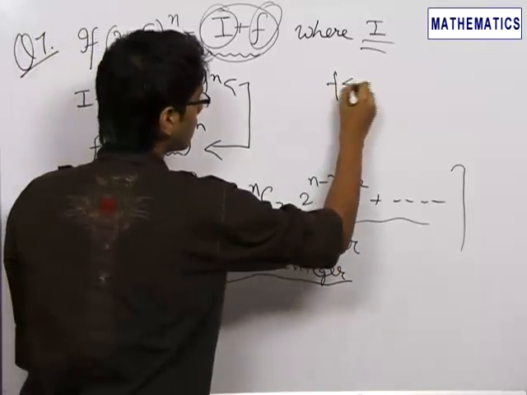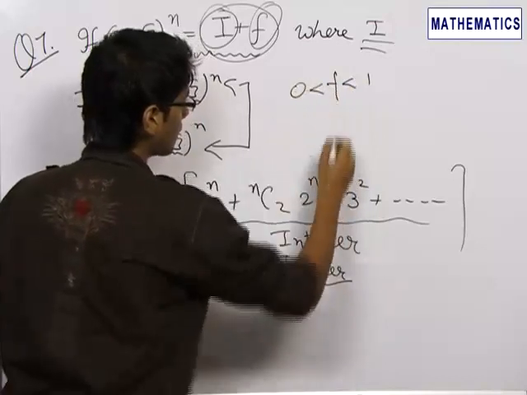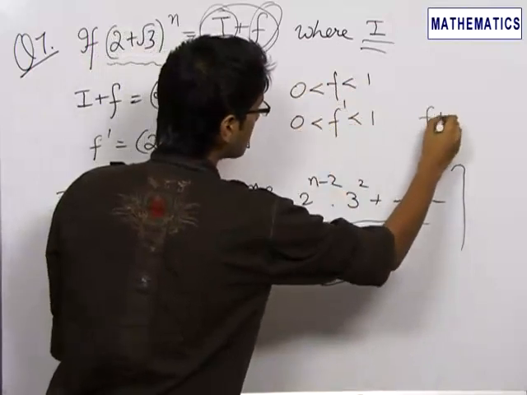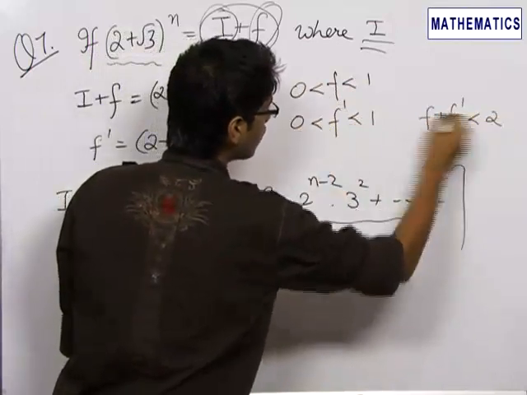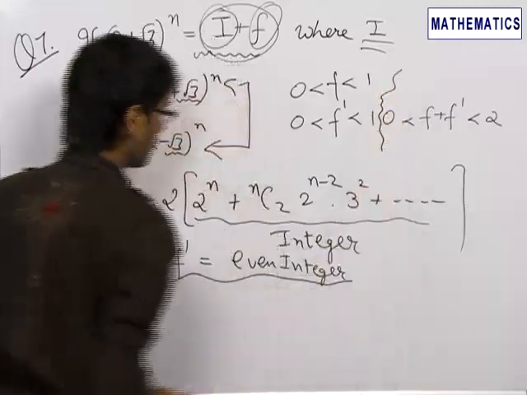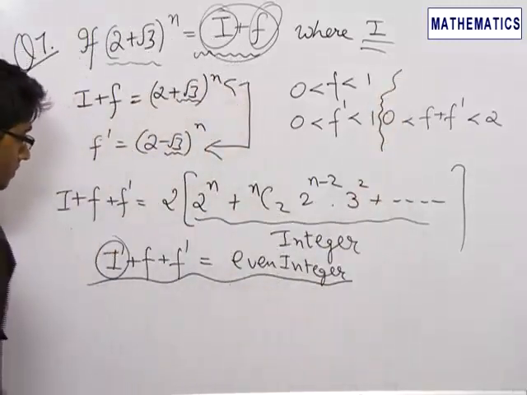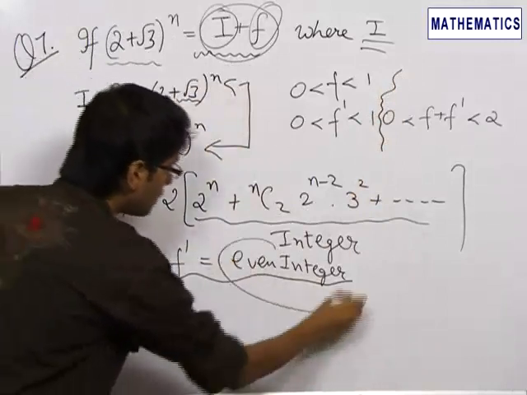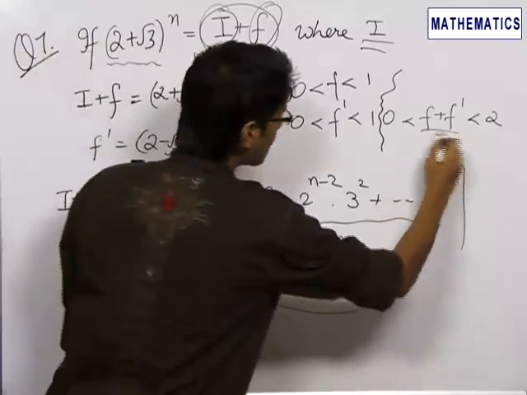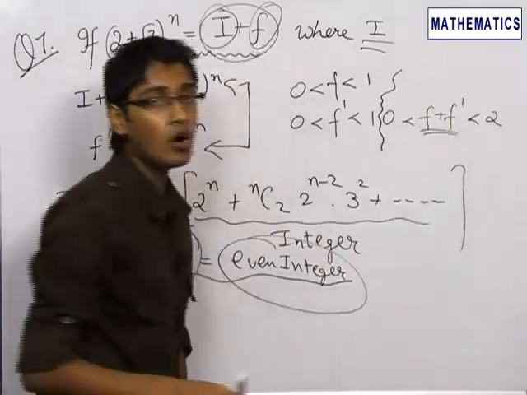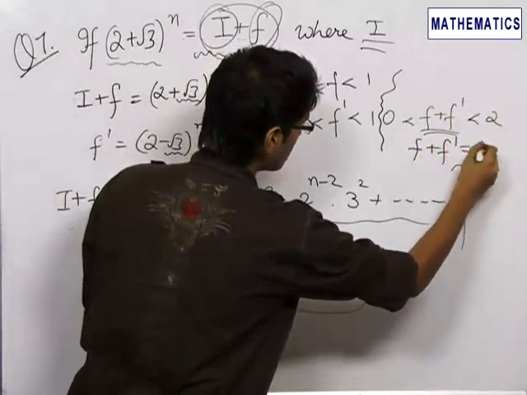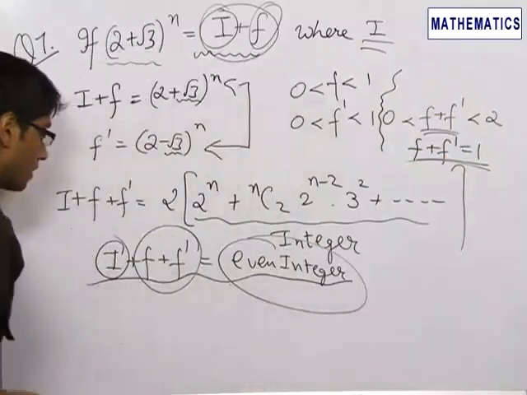Now we know f lies between 0 and 1, f' lies between 0 and 1, so f + f' will lie between 0 and 2. Since I is an integer and I + f + f' is an even integer, f + f' should also be an integer, but f + f' lies between 0 and 2, and the only integer lying between 0 and 2 is 1, so f + f' should be equal to 1.